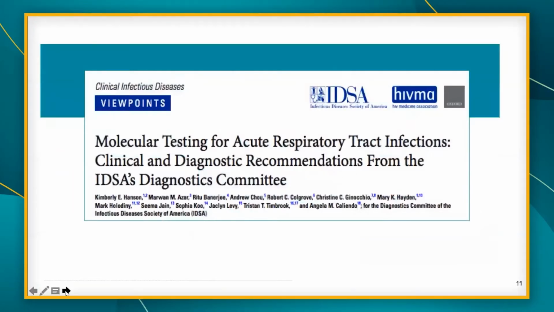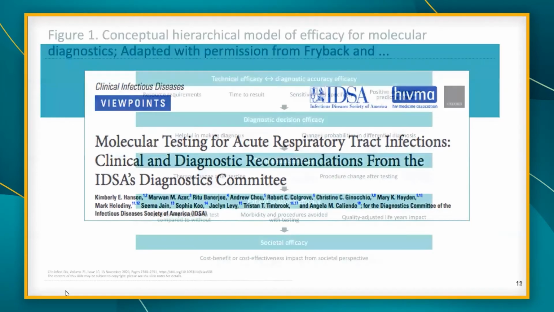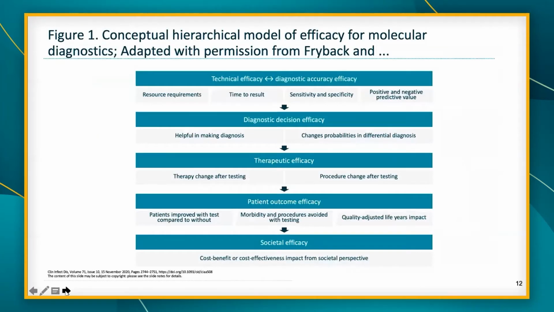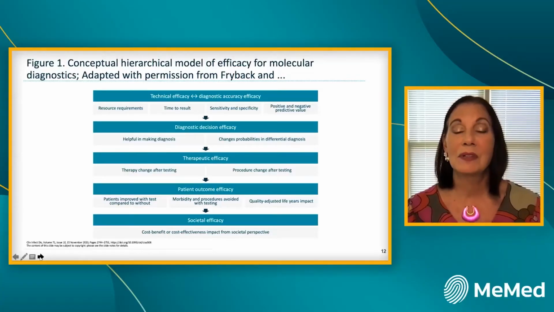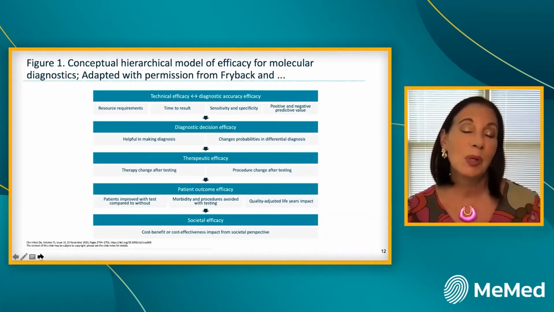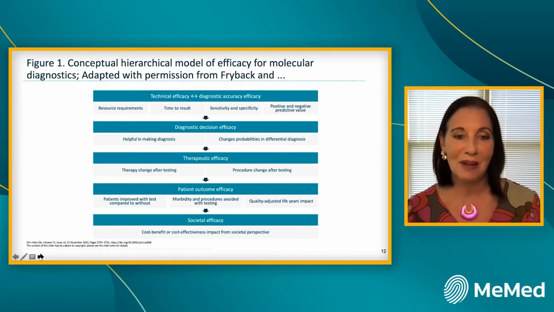IDSA published this paper a while ago on molecular tests for acute respiratory tract infections, both the clinical and diagnostic recommendations from IDSA. And I like this little flow diagram that they put together: the technical efficacy and the diagnostic efficacy of the test, the diagnostic decision efficacy. Can you make decisions based on this test? Therapeutic efficacy, does it actually change the way we manage these patients and treat them because of this new test result? And most importantly, then, is the patient outcome efficacy.